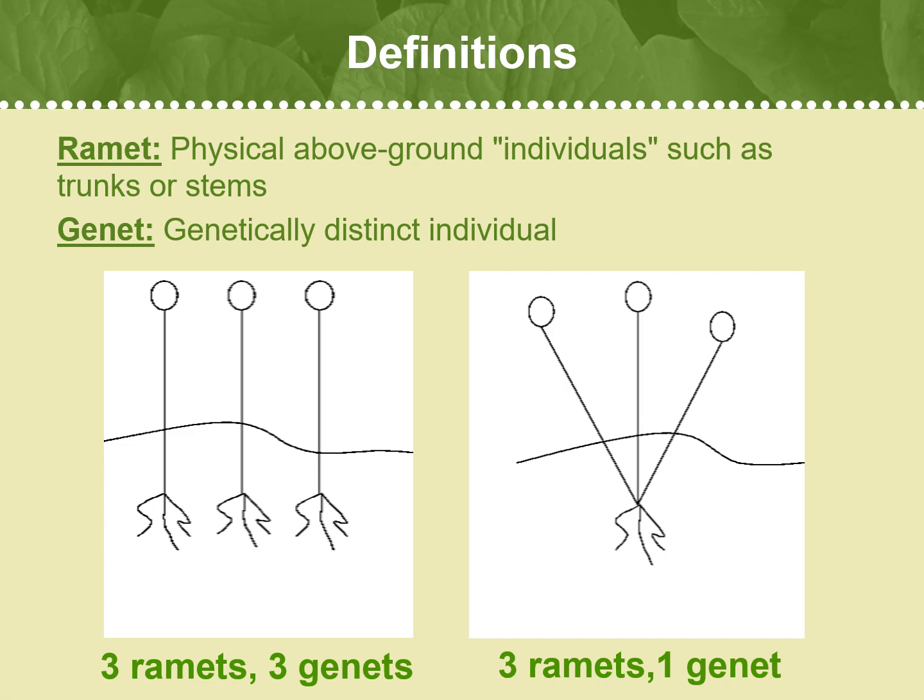You will also see the term genet, which is a unit of a population arising from seed, not vegetatively produced from another individual, genetically distinct from other plants in a population. This means the whole plant, the entire genetic individual. Some species send out underground runner stems that produce multiple ramets, but are really one genetic individual.